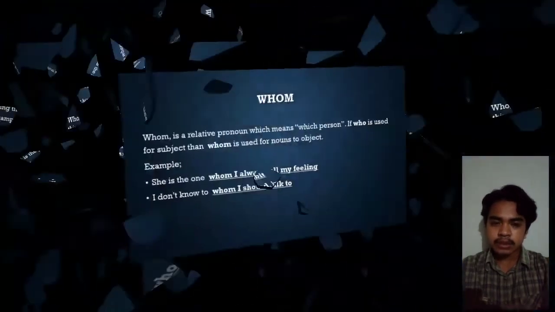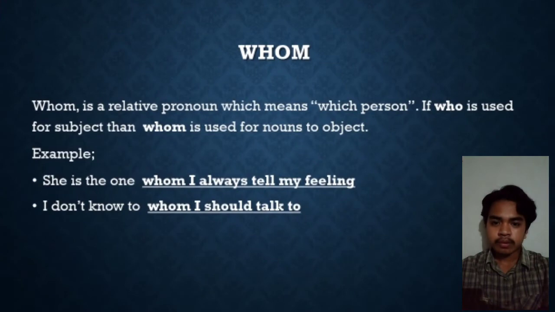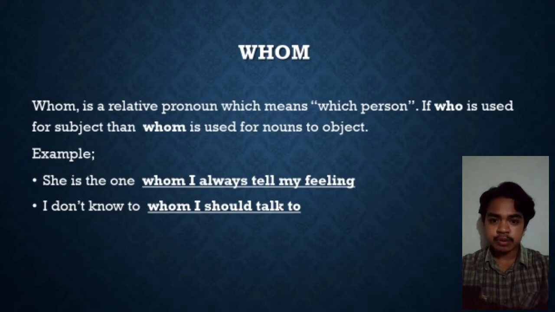The second one is whom. Whom is a relative pronoun which means which person. If who is used for the subject, then whom is used for nouns as the object. For example, she is the one whom I always tell my feelings. The second example is, I don't know to whom I shall tell my problem.